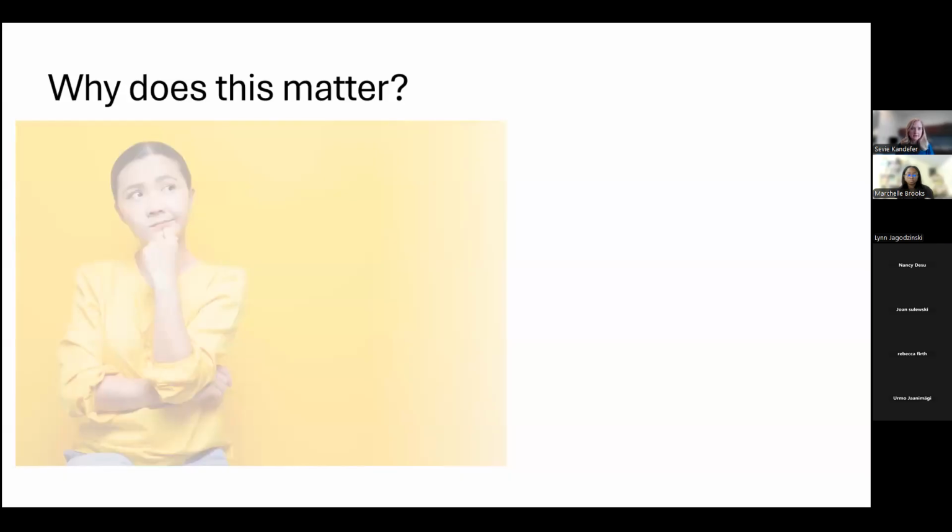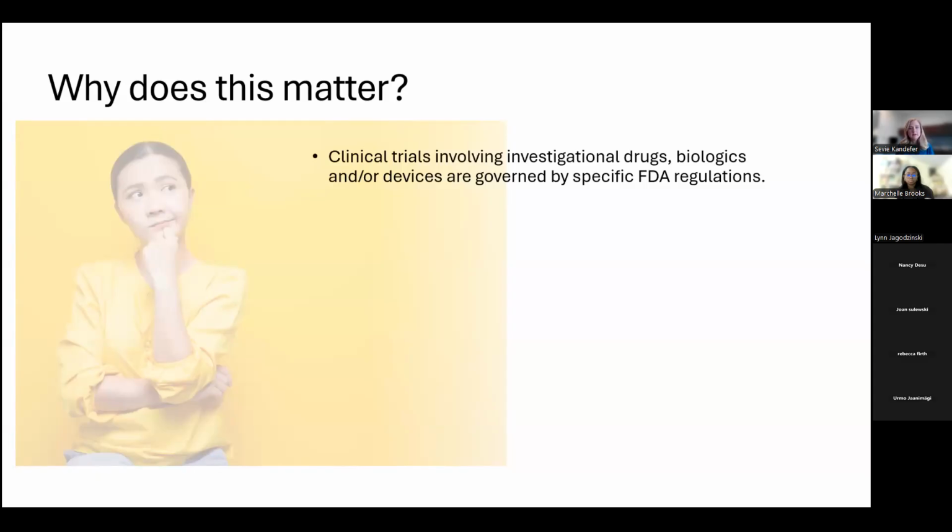And why does that matter, right? Like, if it's a clinical study, a clinical trial, does that really make a difference? It does, because there are different rules and regulations for clinical trials. So clinical trials involving investigational drugs, biologics, and devices are governed by specific FDA regulations. And again, a device could be dental floss. So you need to make sure that you're following whatever rules and regulations are applicable to your study.